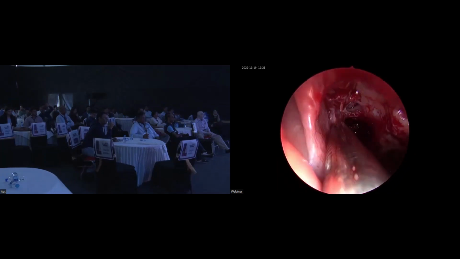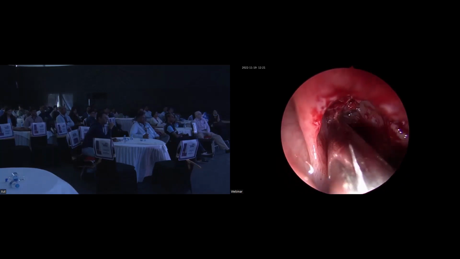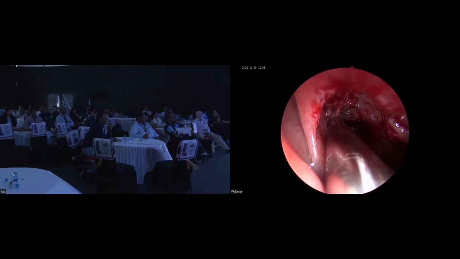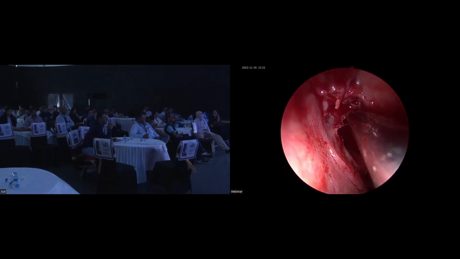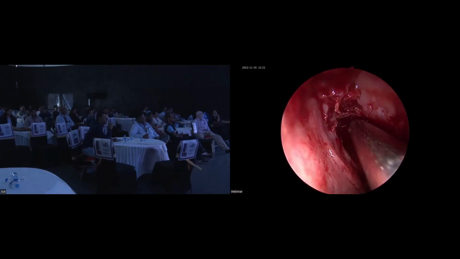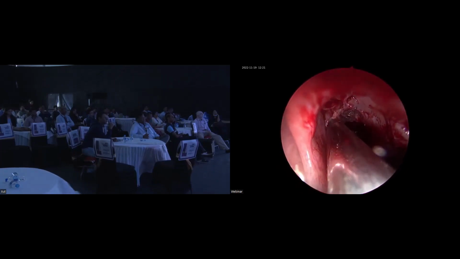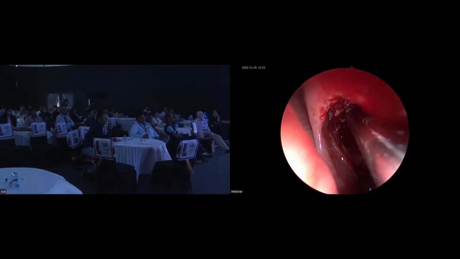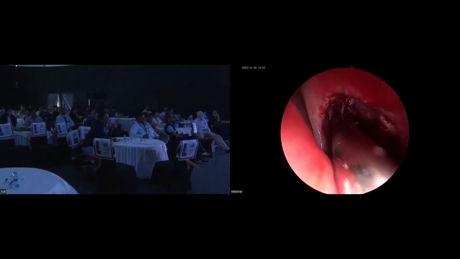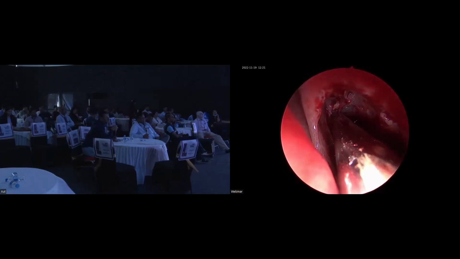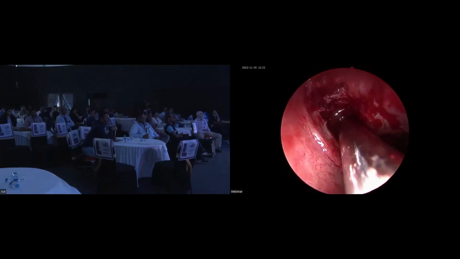Still on the upper side, superiorly, the disease is such that unless we clear a little bit of disease, we will not get the landmark. So I'm really debulking the disease. Yeah. Give me a Merocel, please. That 4%.